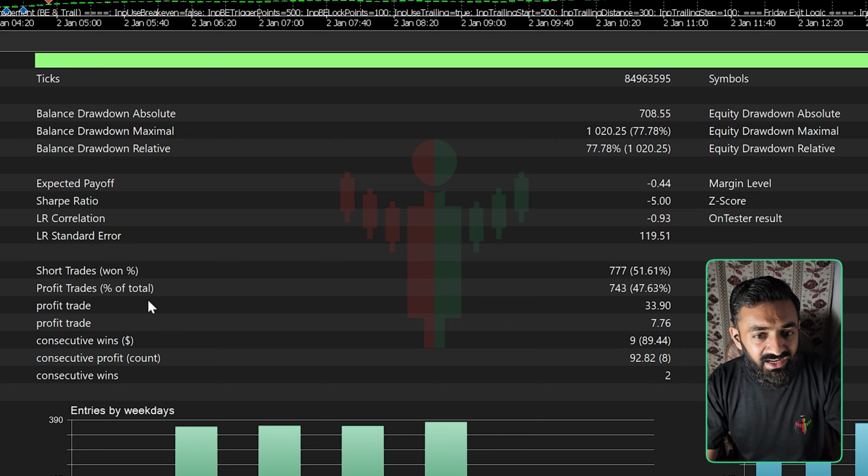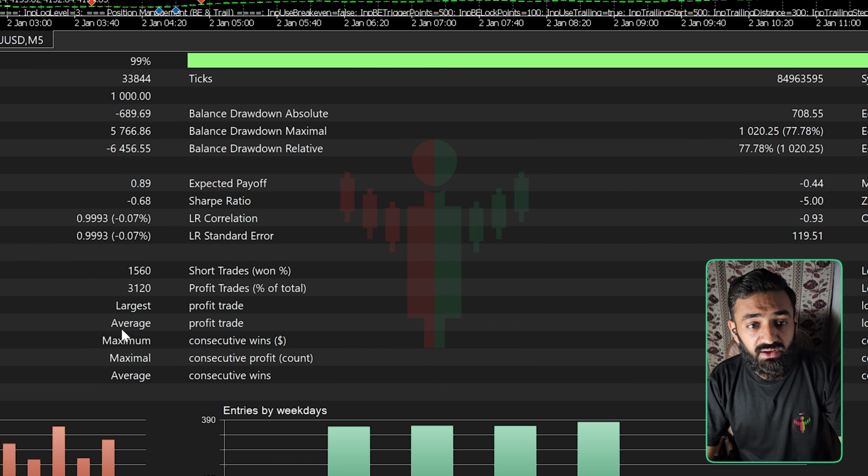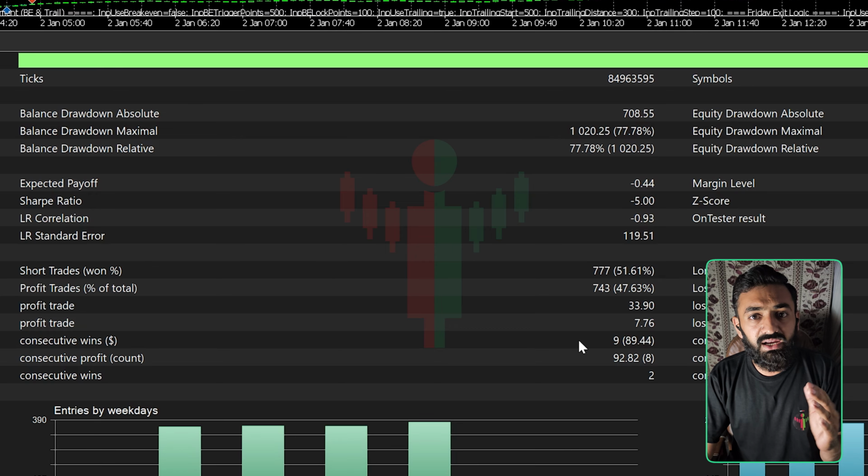and all these settings. Here below you can see the short trades, the long trades, and the profit trades. This one is the important setting: profit trades, percent of total. Here a total of 743 trades are in profit, which is 47.6%. And also here you can see the largest profit trade, largest losing trade, and the maximum consecutive wins. And here the value is 9. This means there were 9 trades in a row, profit after profit after profit.